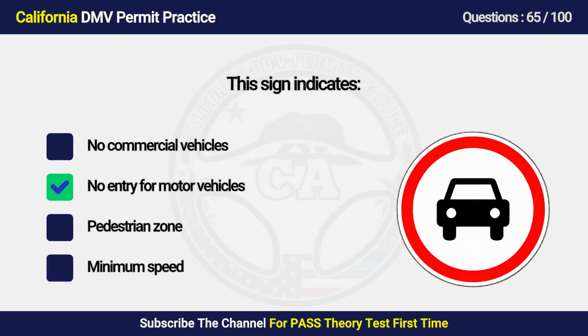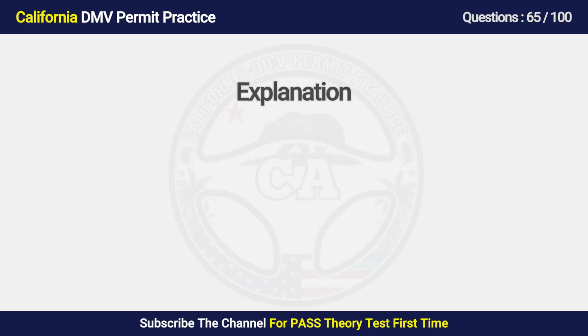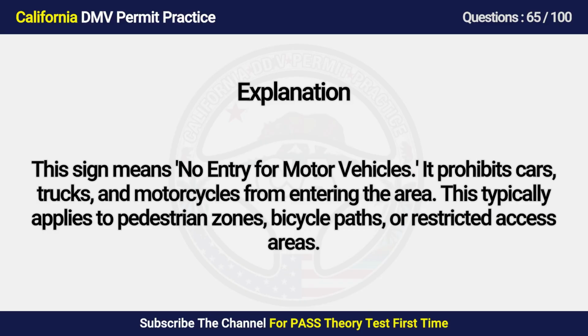Answer is B. No entry for motor vehicles. This sign means no entry for motor vehicles. It prohibits cars, trucks, and motorcycles from entering the area. This typically applies to pedestrian zones, bicycle paths, or restricted access areas.